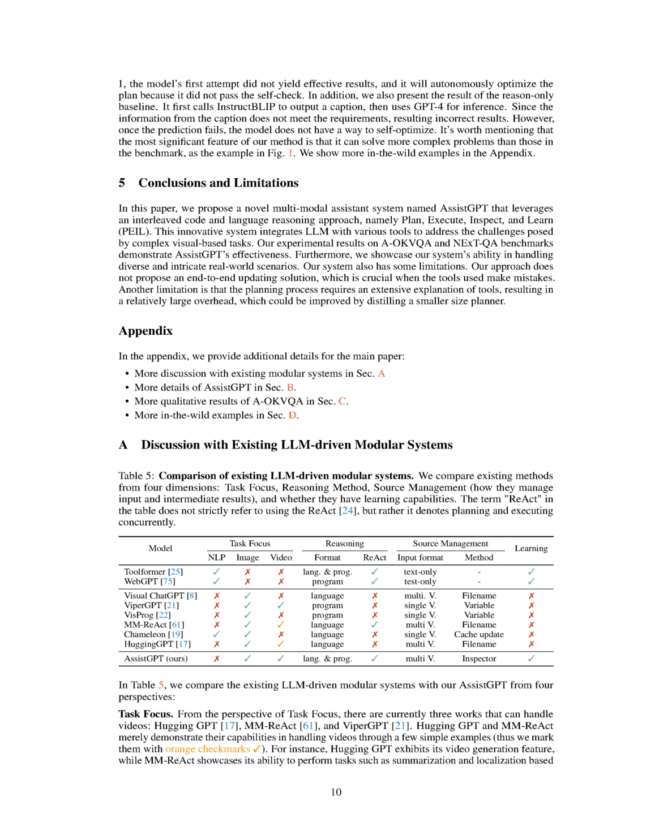We also compared AssistGPT with a reason-only baseline model. This other model first uses InstructBLIP to generate a caption and then uses GPT-4 for inference. However, if the caption's information doesn't meet the requirements, it can lead to incorrect results. And unlike AssistGPT, once this model makes an unsuccessful prediction, it doesn't have a mechanism to self-optimize.